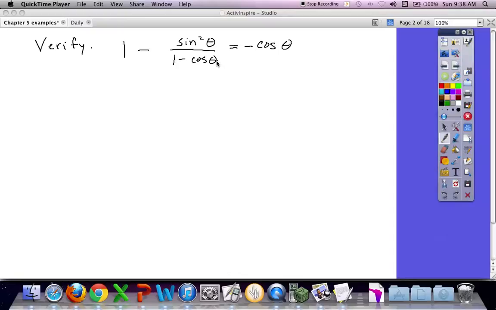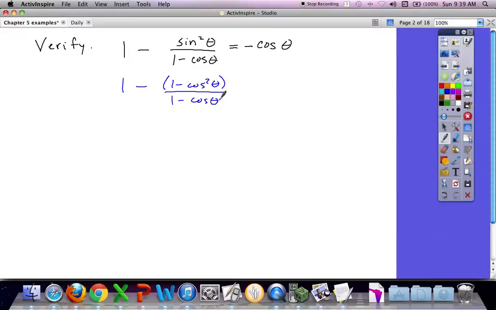So that's my strategy. Now, you would not be wrong to say, let's find a common denominator between this fraction, 1, and this fraction. Now, I'm sure that it would work out, but that's not the way I'm going to do it. I'm going to say 1 minus 1 minus cosine squared theta over 1 minus cosine theta. And that is 1 minus 1 plus cosine theta times 1 minus cosine theta over 1 minus cosine theta.